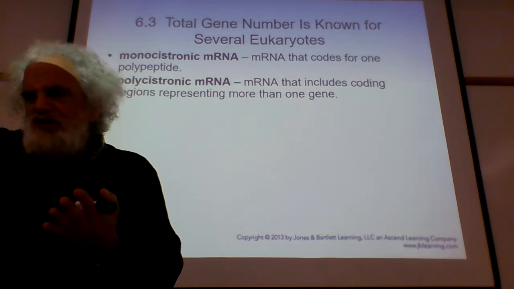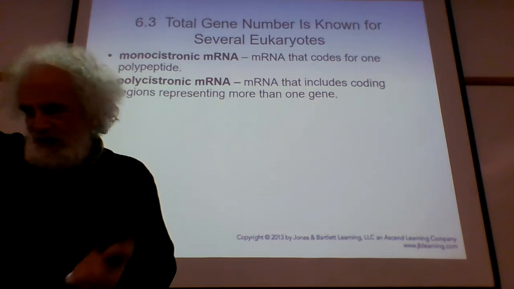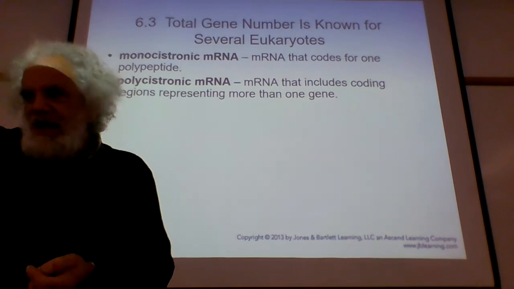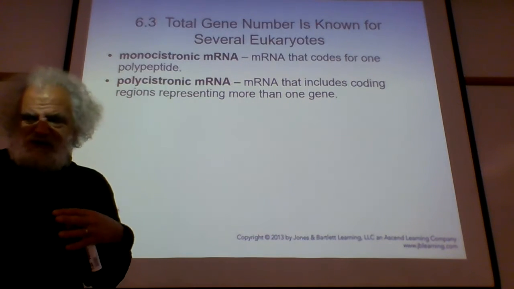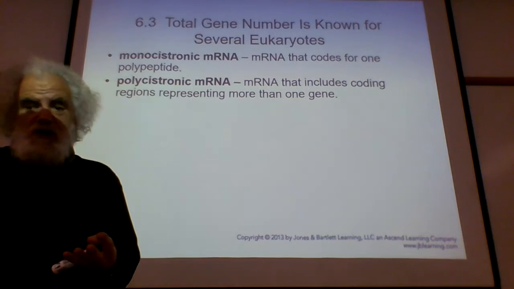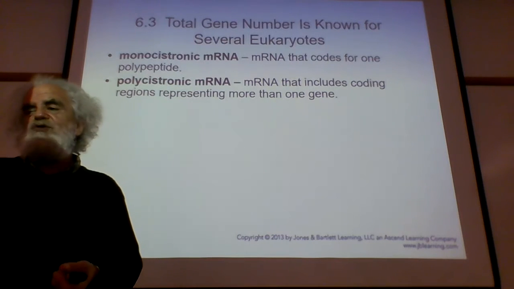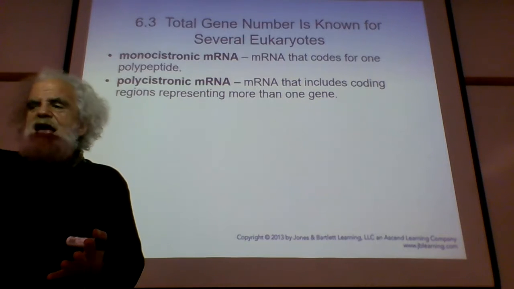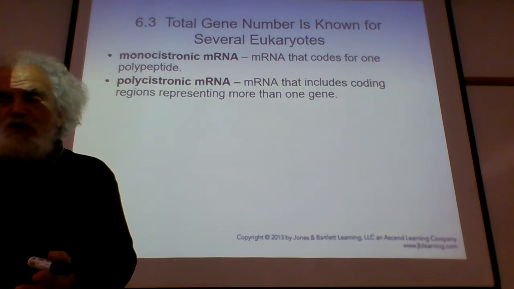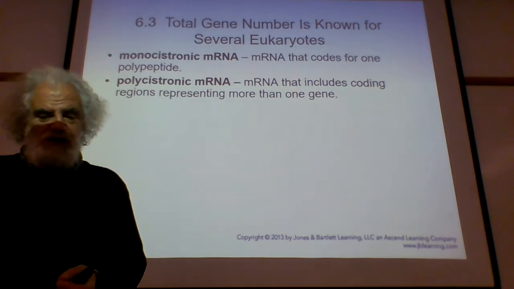The total gene number is known for lots of different eukaryotes. And we can think about this in bacteria terms, the monocistronic RNA, this is a messenger RNA that codes for one protein, and a polycistronic messenger RNA, it's an mRNA that would encode regions representing more than one gene.